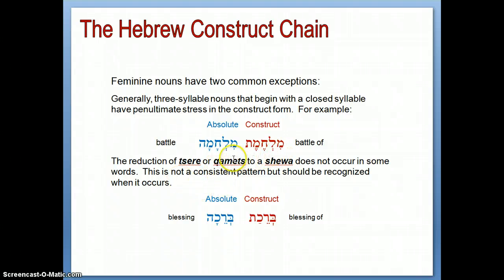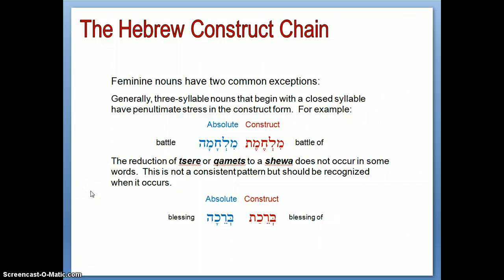The first syllable is closed. That's what we're talking about when we say the closed syllable. And then milchemet instead of milchama just changes the stress of the word, and of course takes that ah ending and puts et on the end.